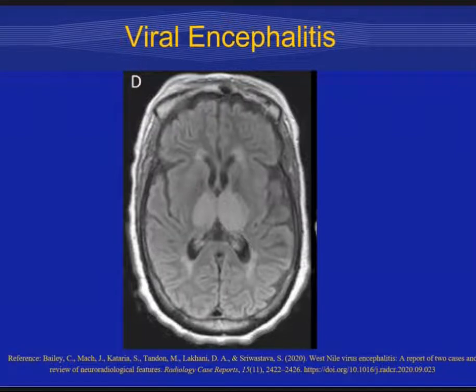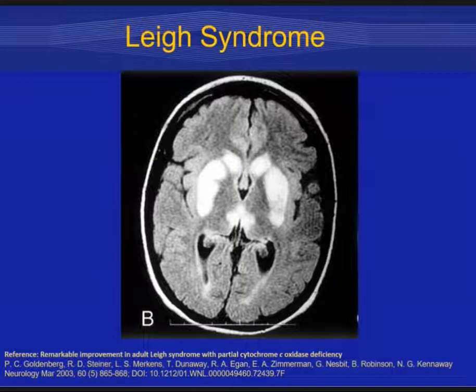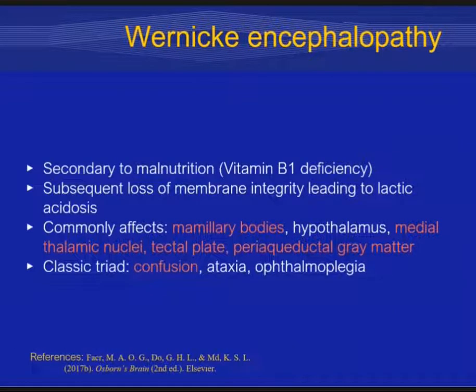Leigh syndrome is actually a metabolic disease affecting the mitochondria. So in this MRI, we can see T2 FLAIR hyperintensities involving both thalami, the basal ganglia, and the caudate heads. Now, to differentiate between these three pathologies, Wernicke encephalopathy usually has involvement of the mammillary bodies, as we've seen earlier, whereas viral encephalitis and Leigh syndrome typically spare the mammillary bodies. So that leaves us with a working impression of Wernicke encephalopathy.